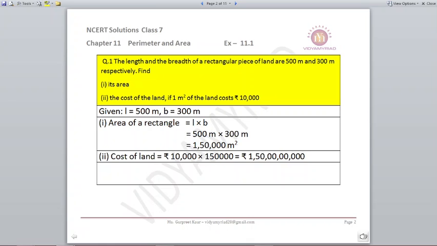Please remember to put the units in area as a square, meter square or centimeters, whatever units are given to you, you have to put square with it. We also need to find out the cost of the land if 1 meter square of the land costs rupees 10,000. So for 1 meter square, the cost of the land comes out to 10,000. So for 150,000 meter square, cost will be 10,000 multiplied by 150,000. It comes to 158,000. That much amount of rupees will be the cost of the land.